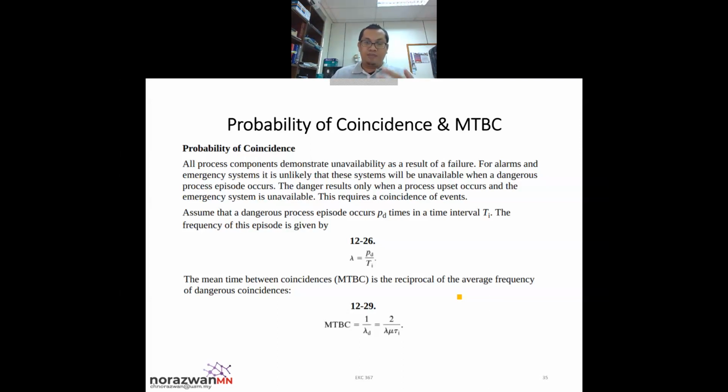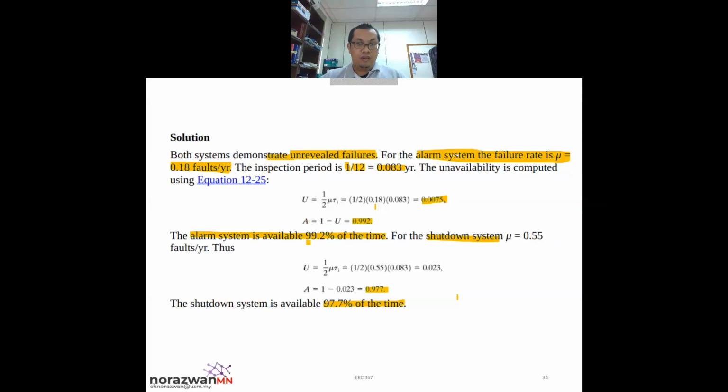Sometimes, for the alarm and emergency system to be unavailable can mean there is a dangerous process. When your safeguard systems, alarms and shutdown system, are off or unavailable, it means there is a dangerous process. So you can calculate the probability of coincidence where both of the systems are off or unavailable.